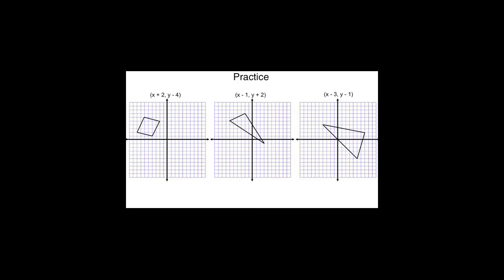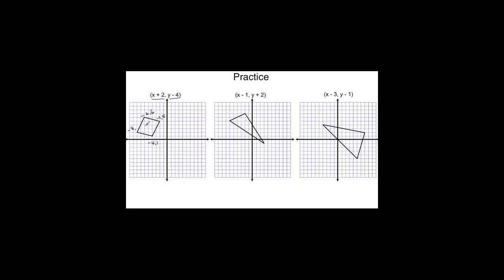All right, let's do some practice. So here I have 3 problems. In the first problem, I have a quadrilateral, looks like a parallelogram. And I have my rule, x plus 2 and y minus 4. So I first have to find the 4 ordered pairs for each of these vertices. So let's do the first one right here. That looks like it's over -4 and up 1. The second one looks like it's over -2 and up 5. Third one looks like it's over -6 and up 6. And the last one looks like it's over -8 and up 2.